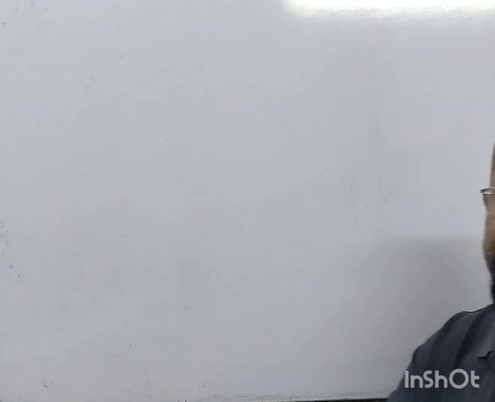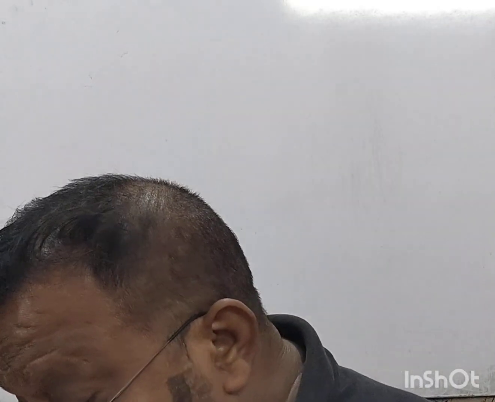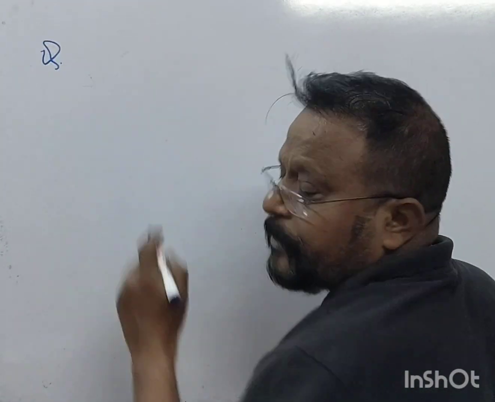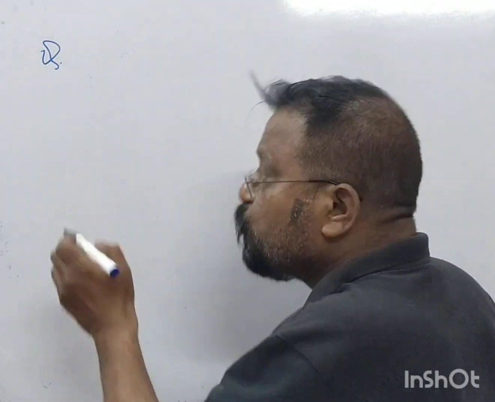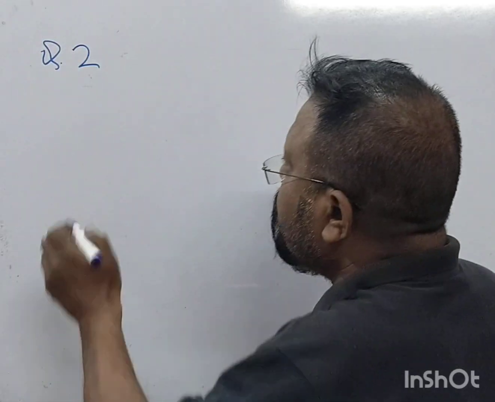The diagram. Will you give me this? What is this question? There is a circle. Okay. What is the question number? Question number two. Question number two, part two.